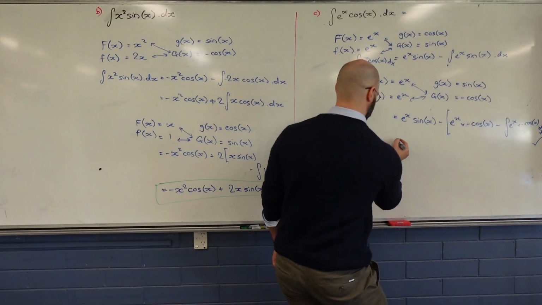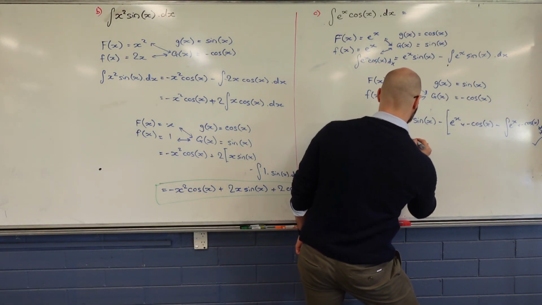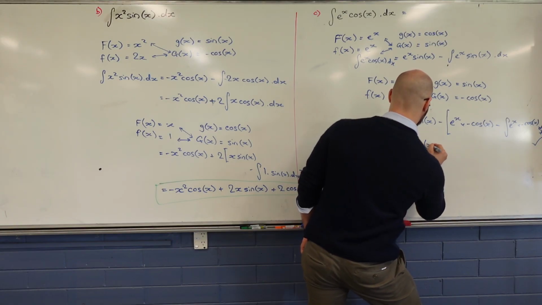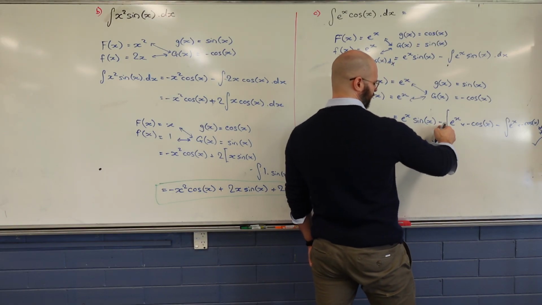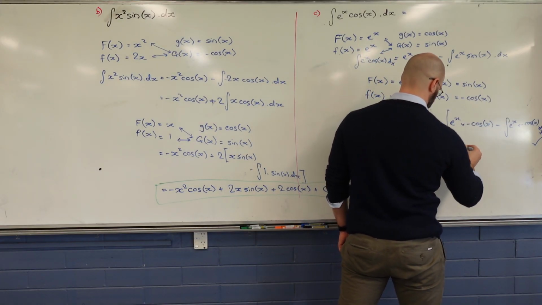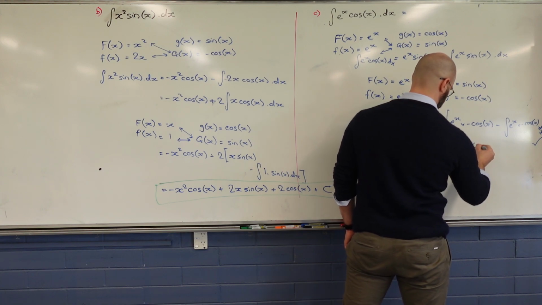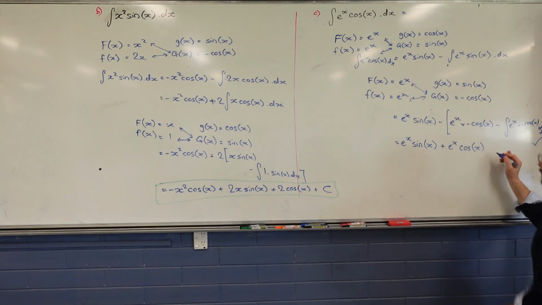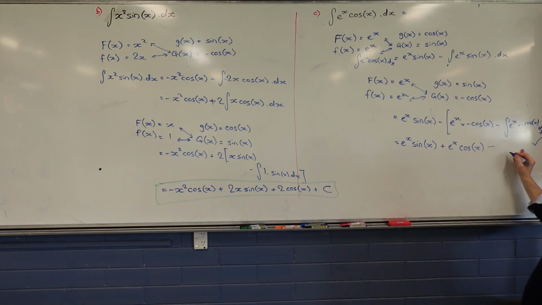Cleaning this up, e to the x sine x. Opening this up, this will become a positive e to the x cos x. And then we're going to get minus double negative, negative again, minus the integral of e to the x cos x dx.